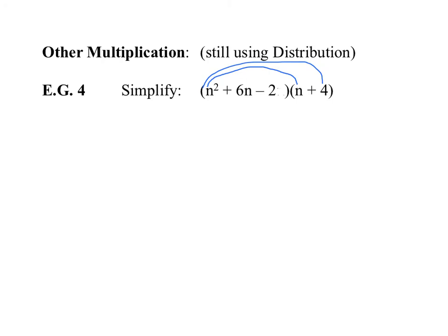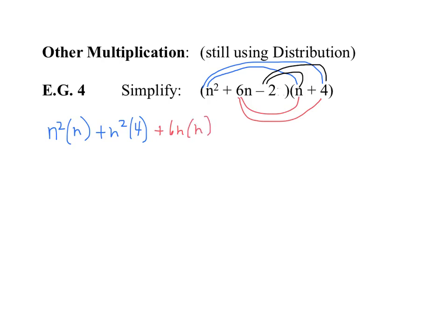Your 6n is going to multiply to this n, and then it's going to multiply to the 4. And then last but not least, you'll have your negative 2 multiplied to the n, and your negative 2 multiplied to the 4. So showing all my work here, I'll have n squared times n plus n squared times 4. I'll have 6n times your n. I'll have 6n times your 4, and my signs are on purpose here because I know the signs in front of the values.